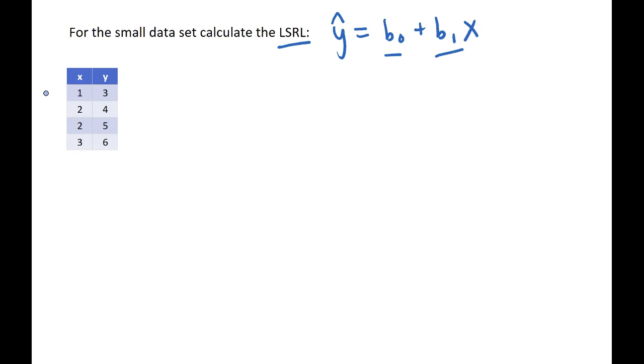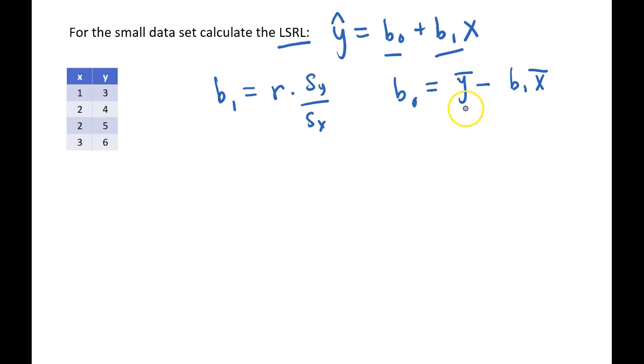The first thing that we need to do is know the calculations for each. So b1, our slope, is equal to r times s of y over s of x. So these are the respective sample standard deviations for the y's and the x's. And b naught is equal to y bar minus b1 times x bar. So these are the averages of the y's and the averages of the x's.